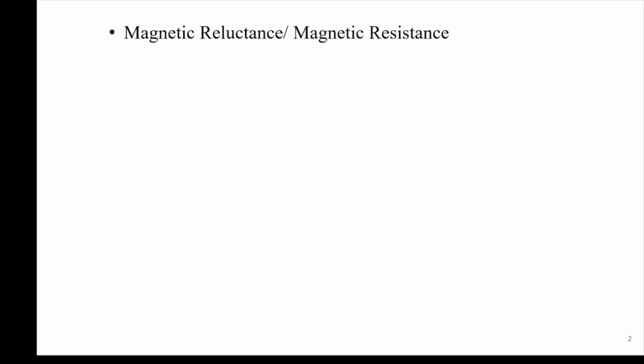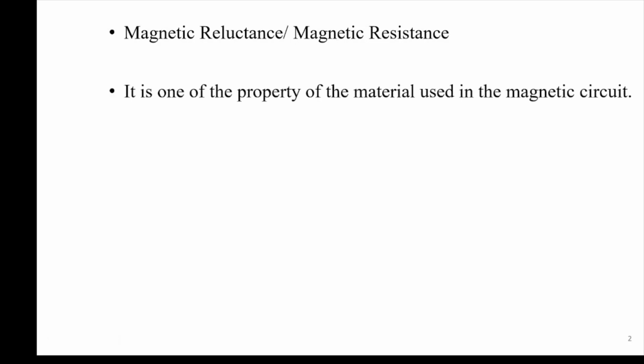Magnetic reluctance is also called magnetic resistance. It is one of the properties of the material which is used in the magnetic circuit. In the magnetic circuit, practically we are using several materials. Particularly in rotating electrical machines we have stator and rotor. That material is made up of steel, iron. And in between the stator and rotor we have an air gap.